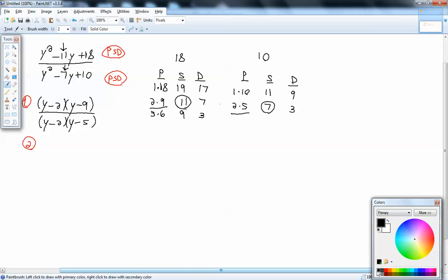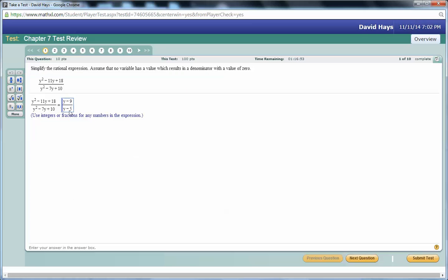Step 2, cancel if possible. Well, I can pick the color. They both have a y minus 2, so those are going to cancel. And we're left with y minus 9 over y minus 5. And that's what I entered right here.